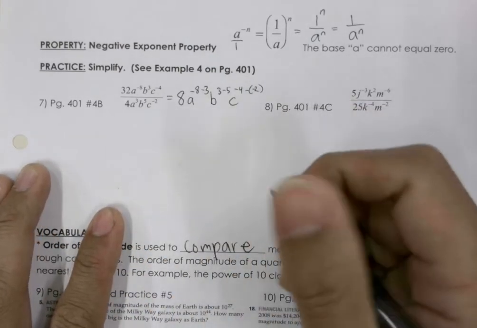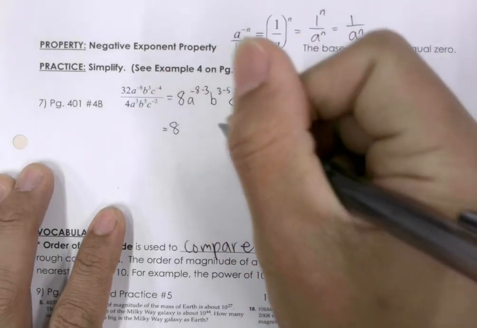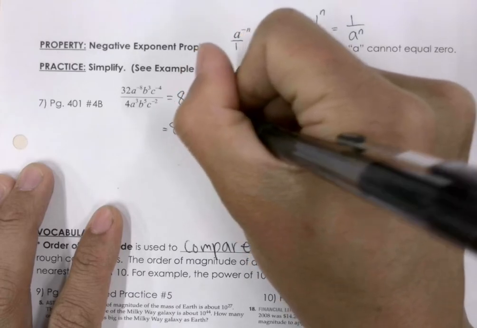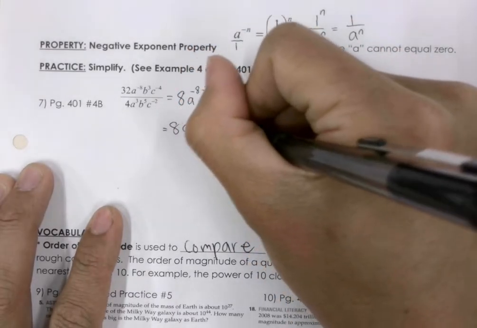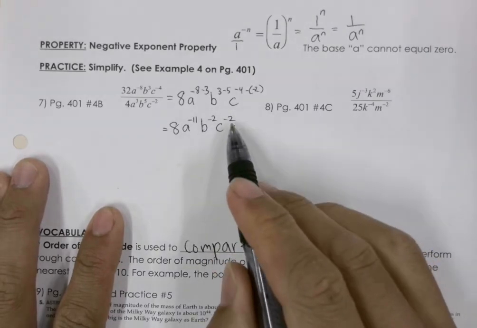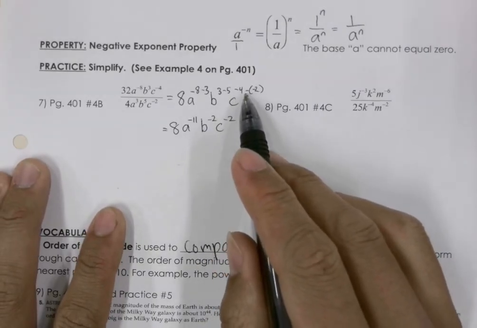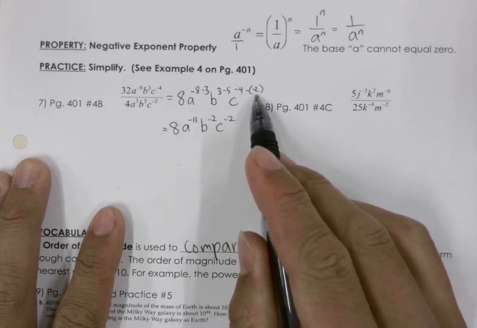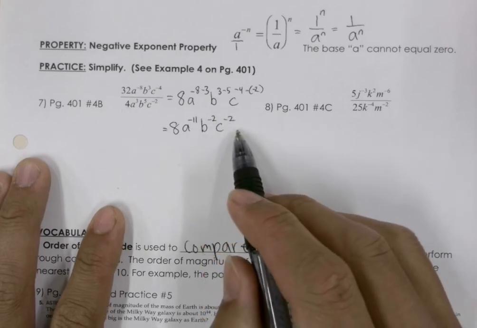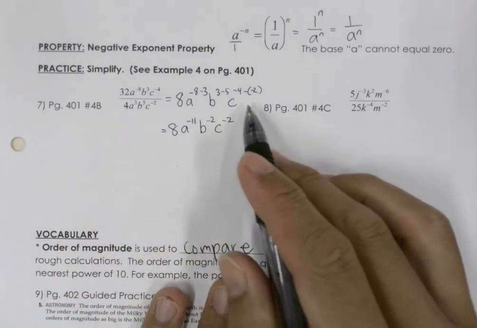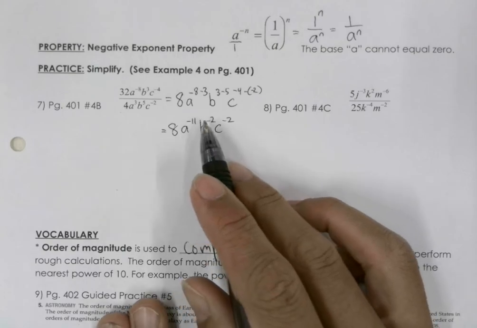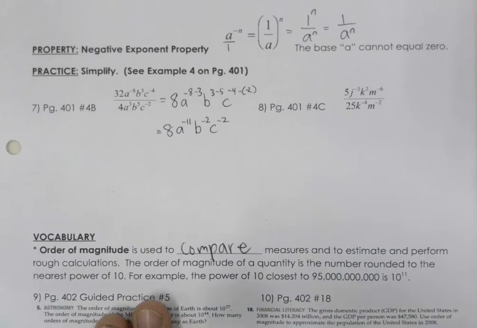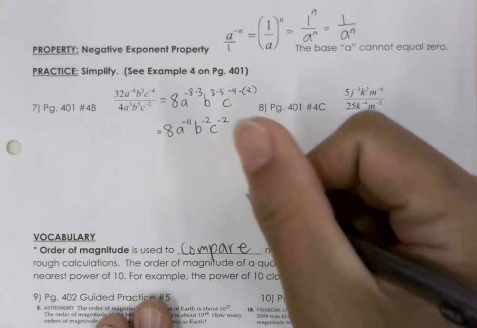All right, let's go ahead and rewrite this. It's going to equal 8 a to the negative 11, b to the negative 2, and c to the negative 2. It's negative 2 because negative 4 minus a negative 2 is negative 4 plus 2. Right? And then that becomes negative 2. So here we have our answer, but we have negative exponents. And like I said, our final answer should not have negative exponents. So how can we fix this?